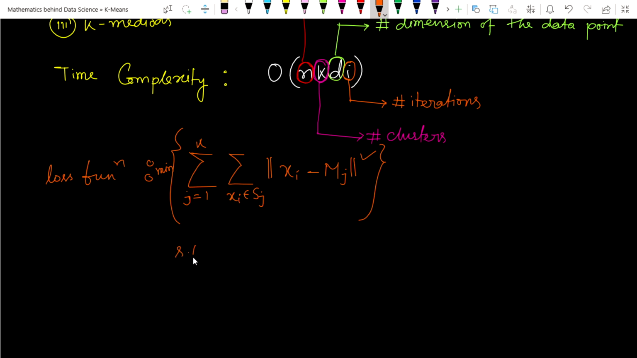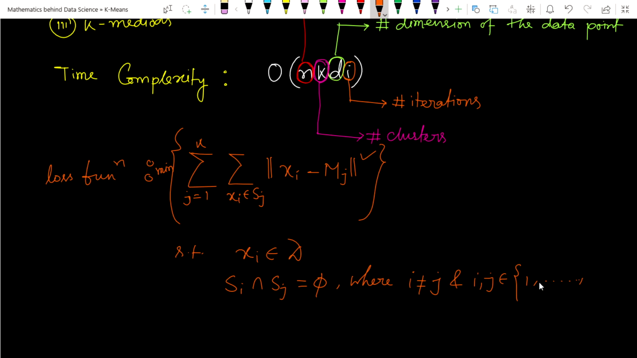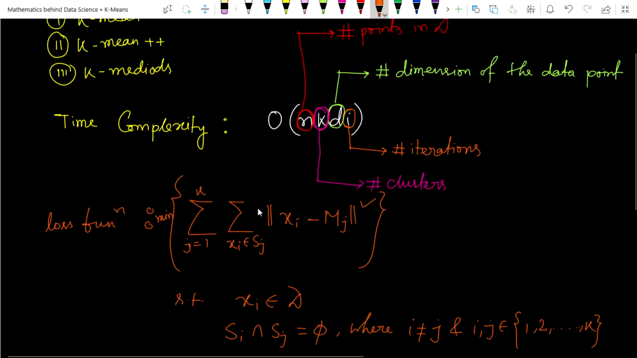And there are also some constraints. The constraint is that each xi must belong to D, and Si and Sj must be equal to the empty set phi, where i is not equal to j and i and j lie in the range 1 to k. This is our objective function.